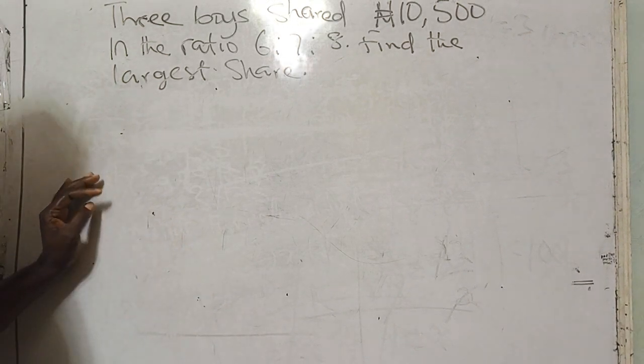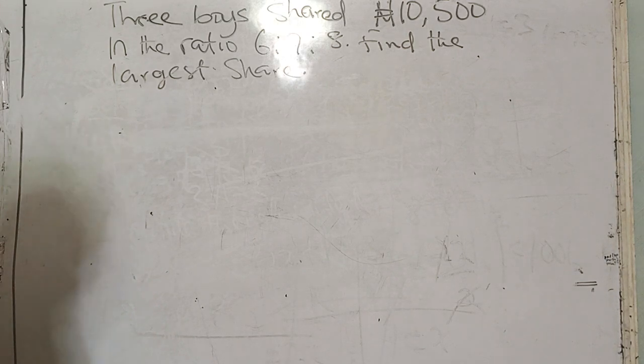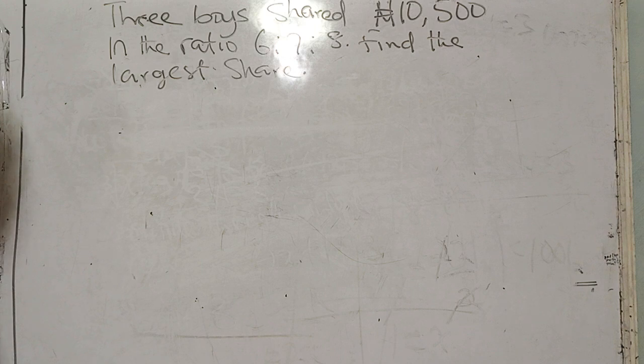Here we are looking at a ratio, a very simple ratio. We are asked that three boys shared 10,500 naira in the ratio of 6, 7, and 8, and we are asked to find the largest share.